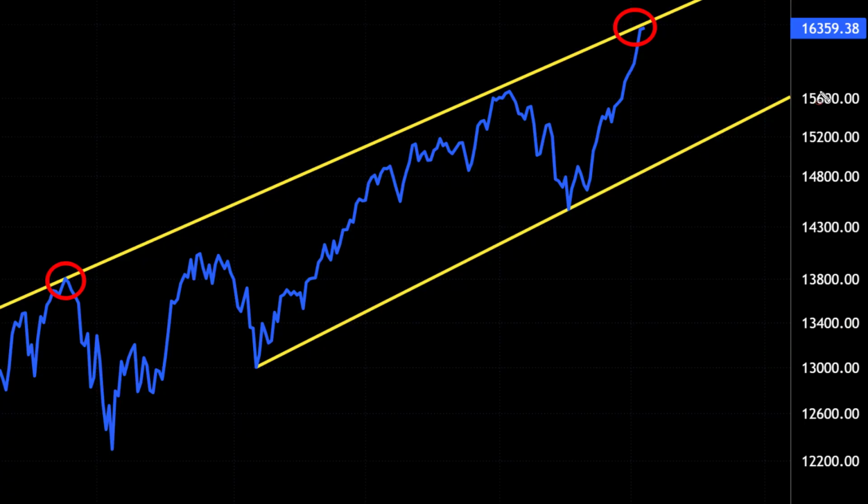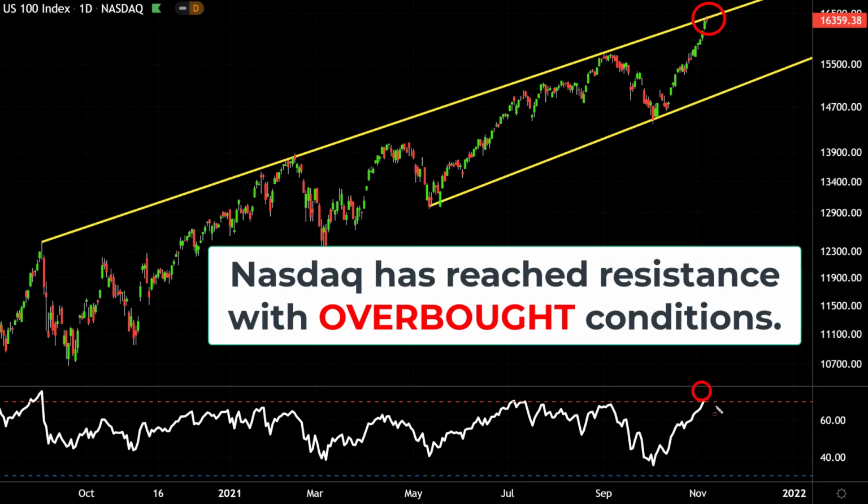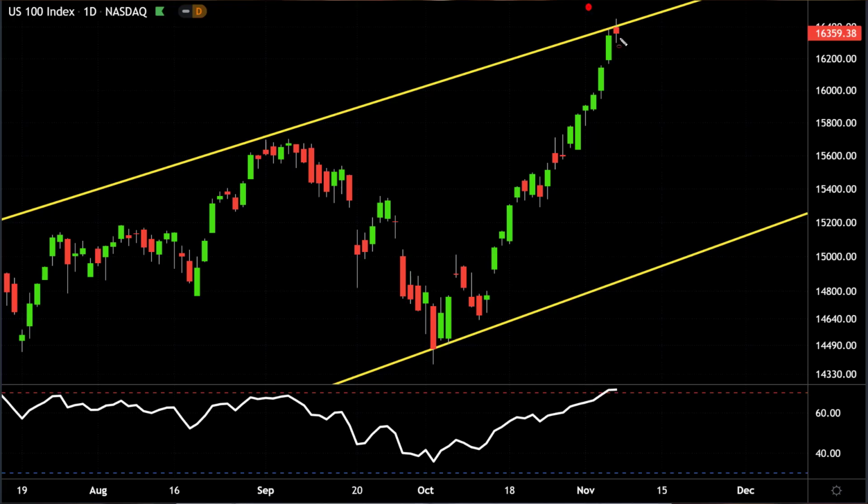As a matter of fact, you can see the Nasdaq is in a kind of a channel, a rising channel, and it's now hit the top of that trend line resistance, or you could argue the top of this channel. And the Nasdaq has now hit this top trend line resistance level here with overbought conditions. In fact, you'll notice the RSI 21 setting has now reached overbought conditions here.